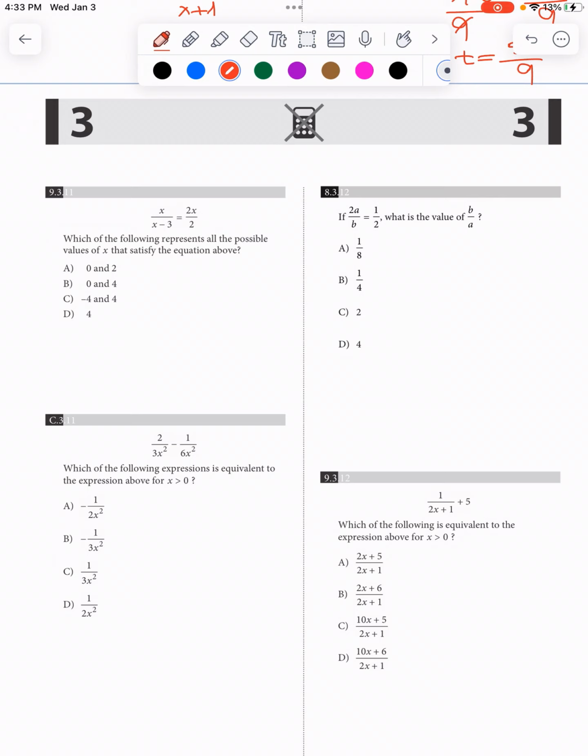Let's get started. Question 1. X divided by x minus 3 is equal to 2x over 2. Which of the following represents all the possible values of x that satisfy the equation above?